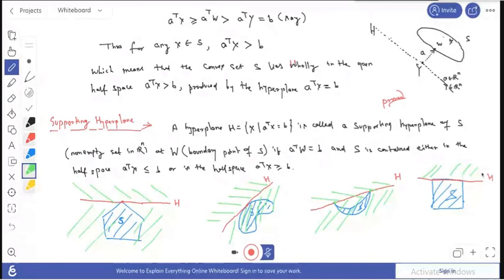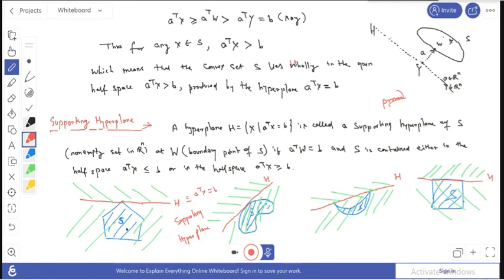This completely divides your space into two half spaces, first one upper and second one lower, and S is completely lying in one of them. Okay, so these are several structures; you can define your supporting hyperplanes in this way. Okay, and this H is a supporting hyperplane. And that hyperplane is defined by the formula A transpose x equals B.